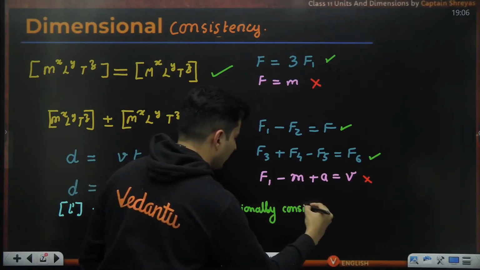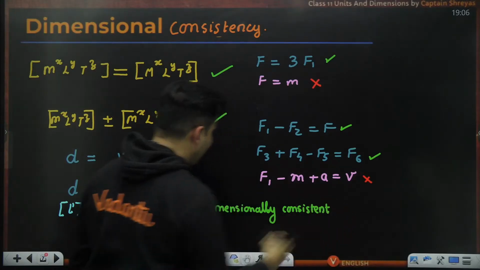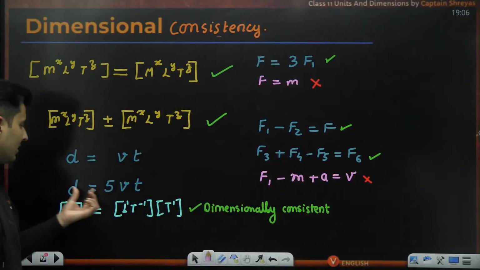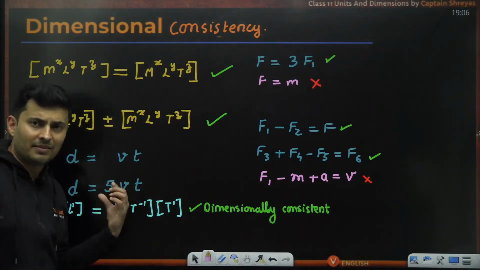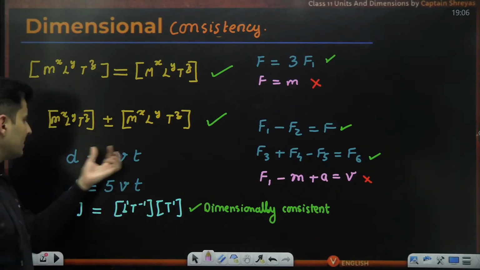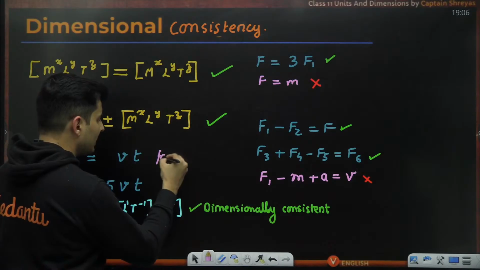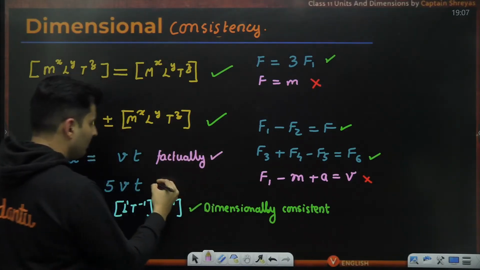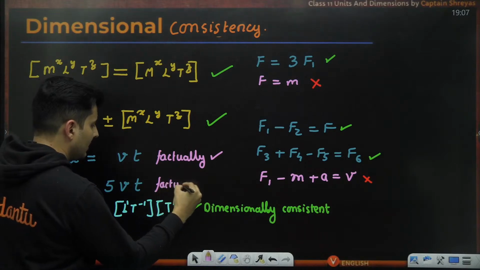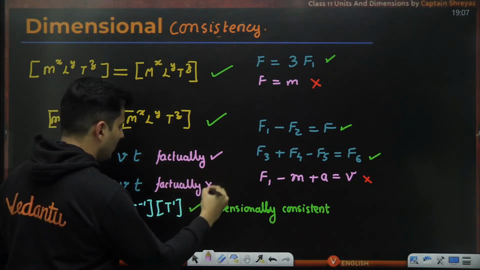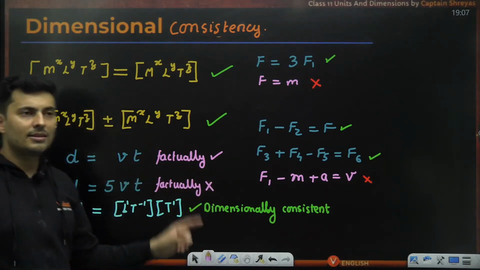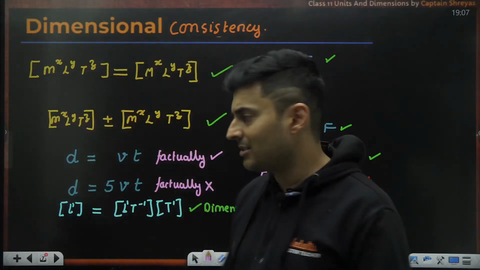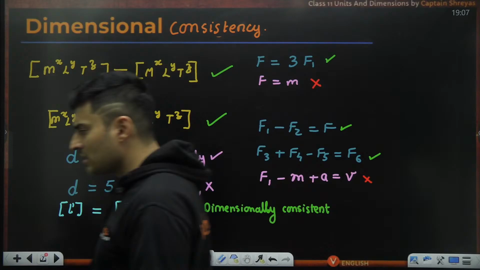Dimensionally, it is consistent. But if you ask me factually, just think about it. This does not make sense. Distance is never 5 times speed into time. Distance is speed into time. So that is factually correct, but this is factually definitely wrong. 100% wrong. Fact wise, physics wise, mathematics wise, whatever, chemistry wise. Is this absolutely clear, my dear students?